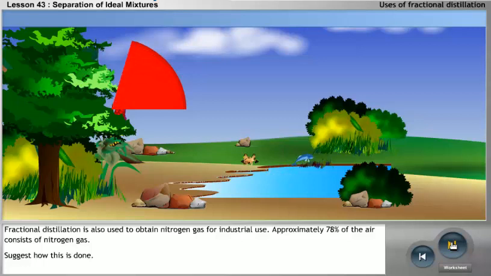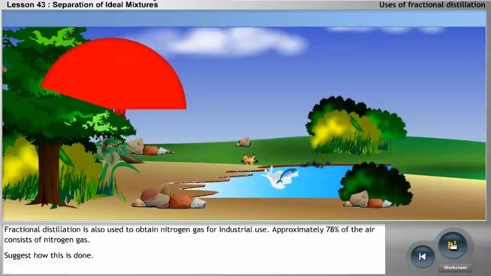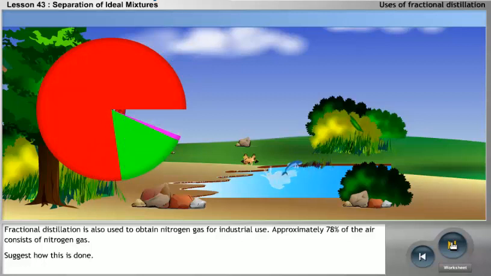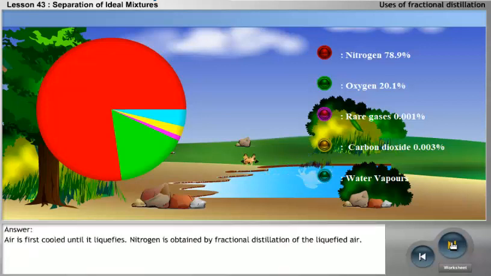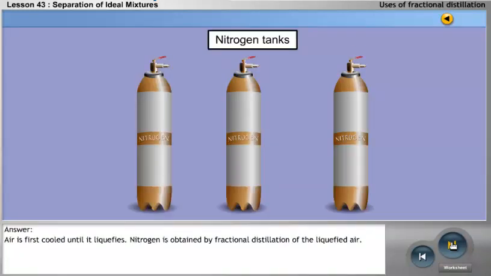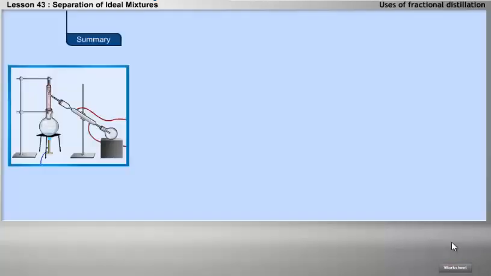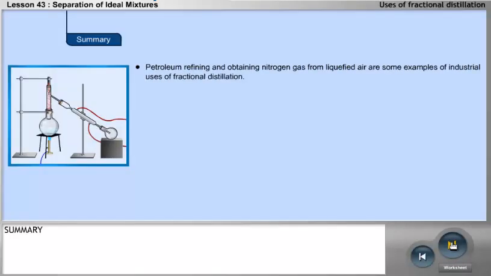Fractional distillation is also used to obtain nitrogen gas for industrial use. Approximately 78% of the air consists of nitrogen gas. Suggest how this is done. Answer: air is first cooled until it liquefies. Nitrogen is obtained by fractional distillation of the liquefied air. Summary: petroleum refining and obtaining nitrogen gas from liquefied air are some examples of industrial uses of fractional distillation.